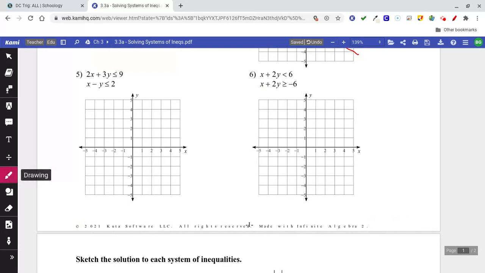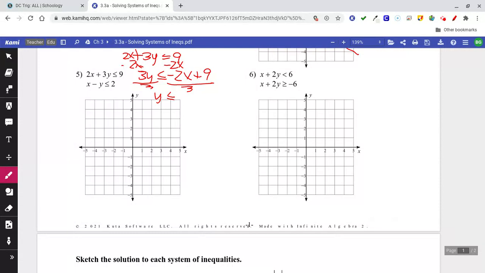Now, number 5. Probably going to want to get the y by itself. So I'm going to subtract 2x. 3y is less than or equal to -2x plus 9. And then divide by 3. y is less than or equal to -2/3 x plus 3, since 9/3 is 3. Okay. So I see less than or equals means solid line and shade down.